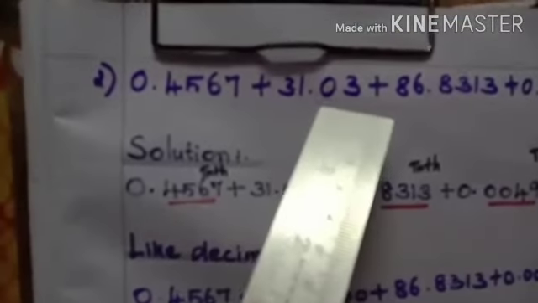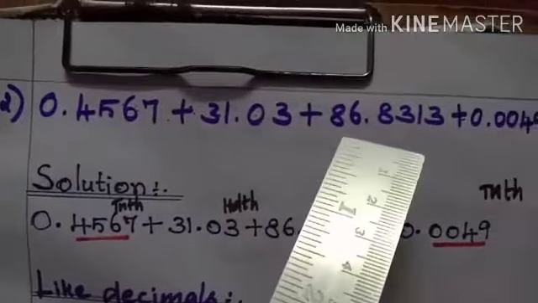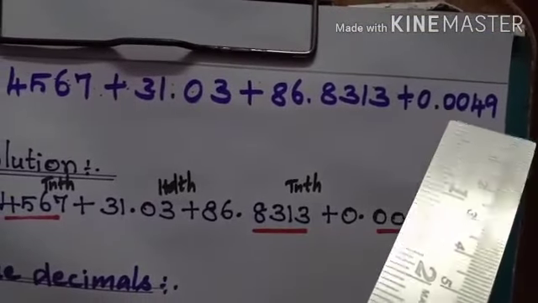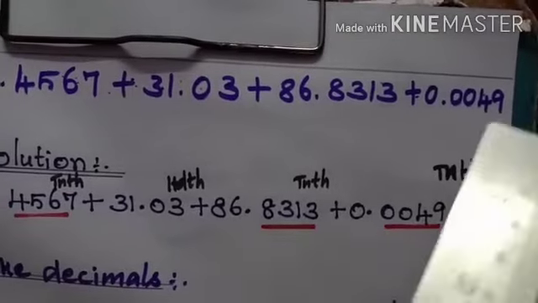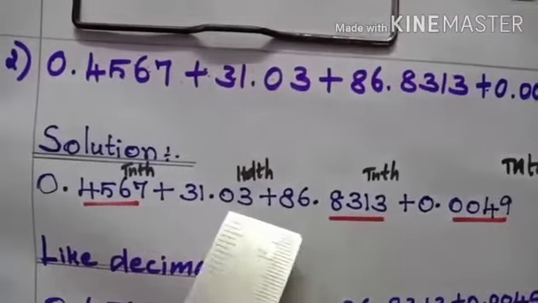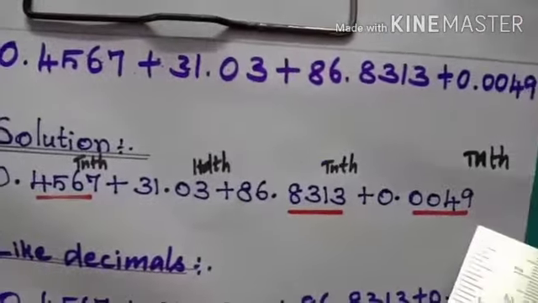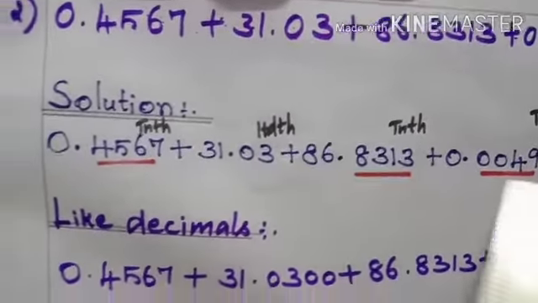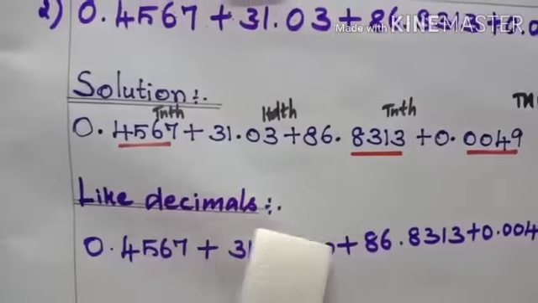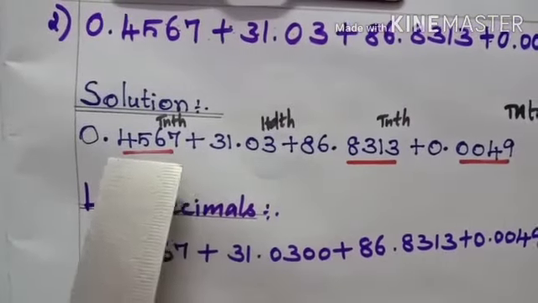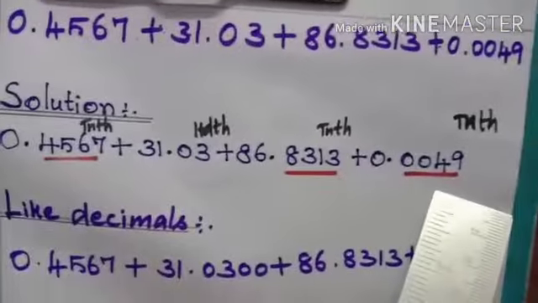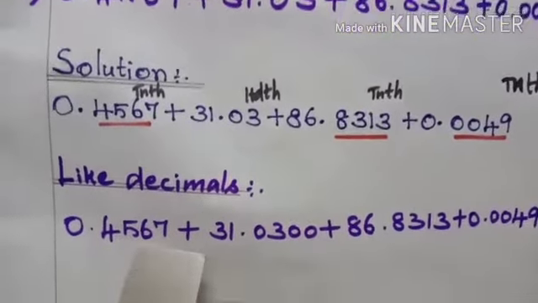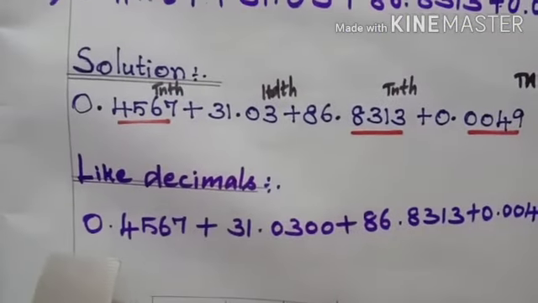In the sum 0.4567 plus 31.03 plus 86.8313 plus 0.0049, all the decimal places are different. So these decimals are unlike decimals. We have to convert them into like decimals. Here the maximum decimal place is 4, so we have to convert all the decimal places into 4.